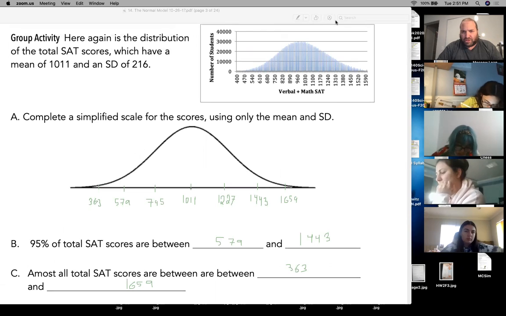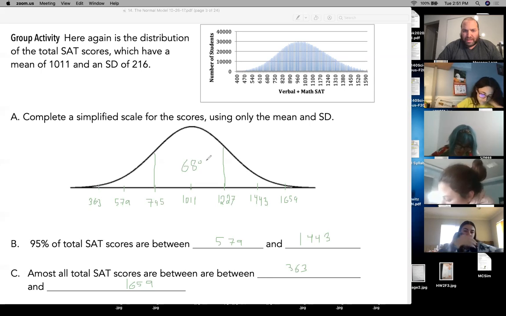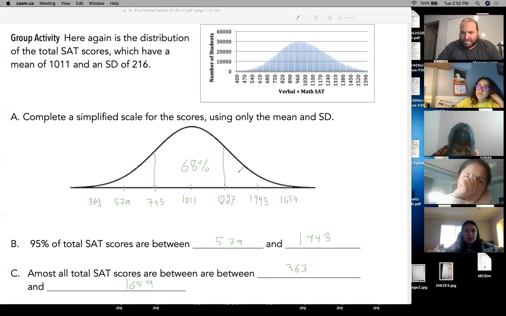So let's think about that, shall we? We know that if I go one deviation to the left and one deviation to the right, how much of the data is in that section? 68%. Which means how much is left over for the sides? 32% is left over, correct? How much of that 32 is in this area and how much is in this area? 16 and 16, right?